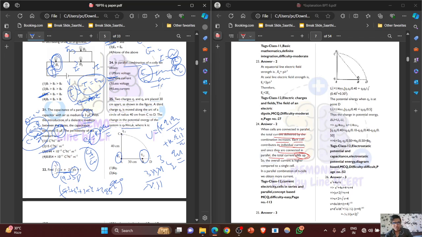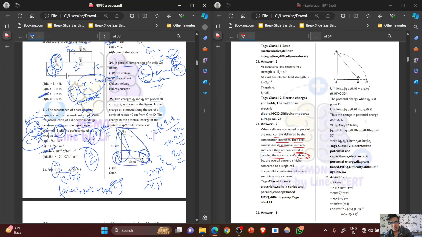Q1 and Q2. You need to understand the potential energy. In a system, the charges are like this. There will be potential energy between this pair, between this pair, and between this pair. This is your initial configuration.